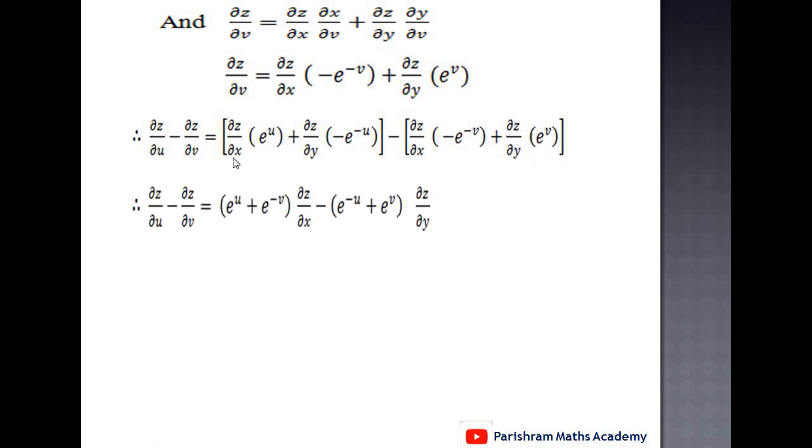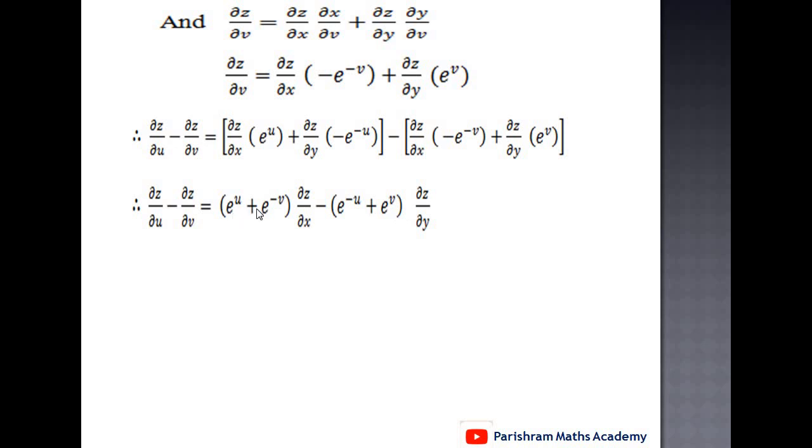Simplify. From the first term of both brackets, we can take dou z by dou x as common, in bracket e raised to u minus minus, plus e raised to minus v. From the second term of both bracket terms, we can take minus sign common, also dou z by dou y common. In bracket remains here e raised to minus u and in the second bracket remains e raised to v. That is e raised to minus u plus e raised to v.